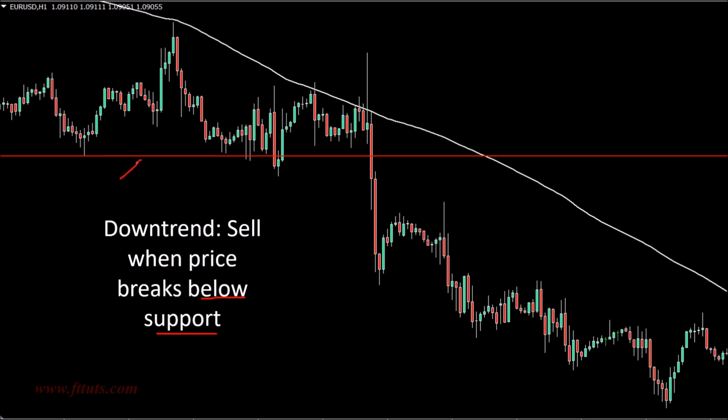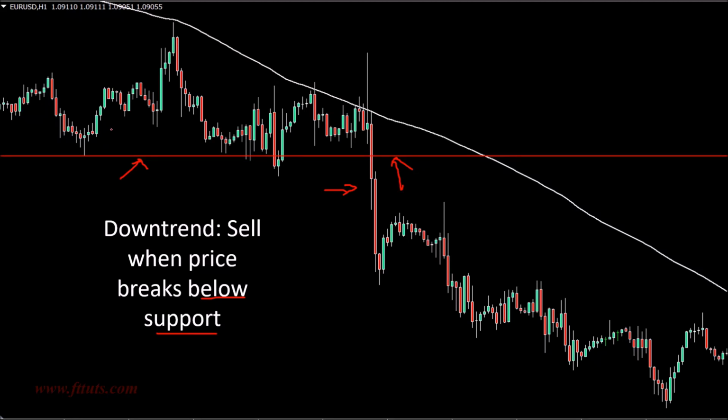When it comes to the downtrend, you want to sell when the price breaks below support. So you can see a support over here. You can sell when the price breaks this line. Okay, so this is what we call a breakout trade, which I've taught in my previous course. I'm not going to talk about breakout too detailed because I've already taught this in my previous course.